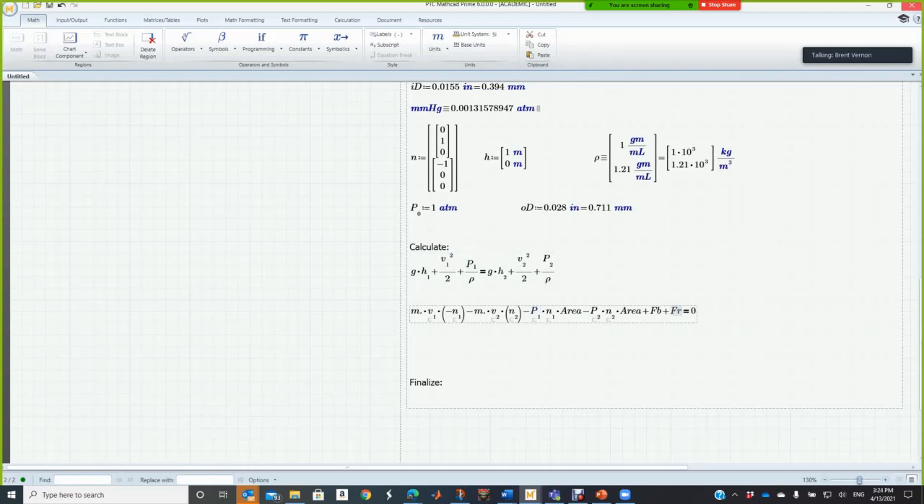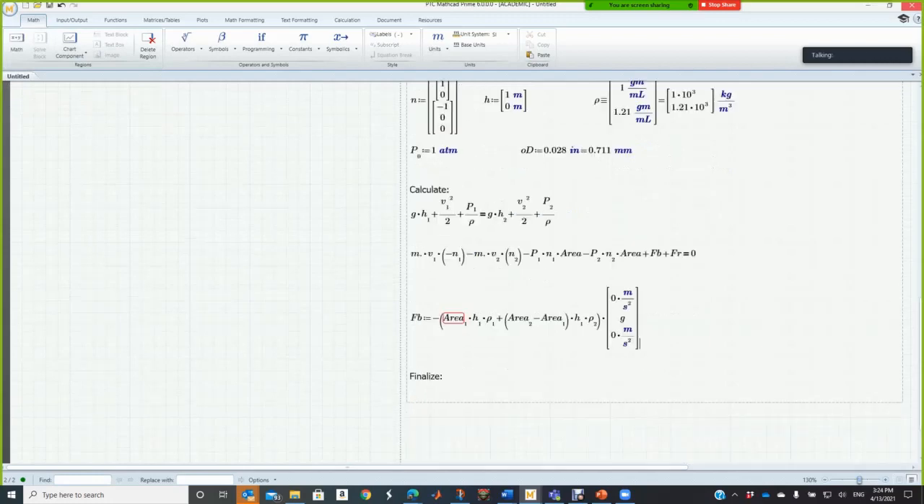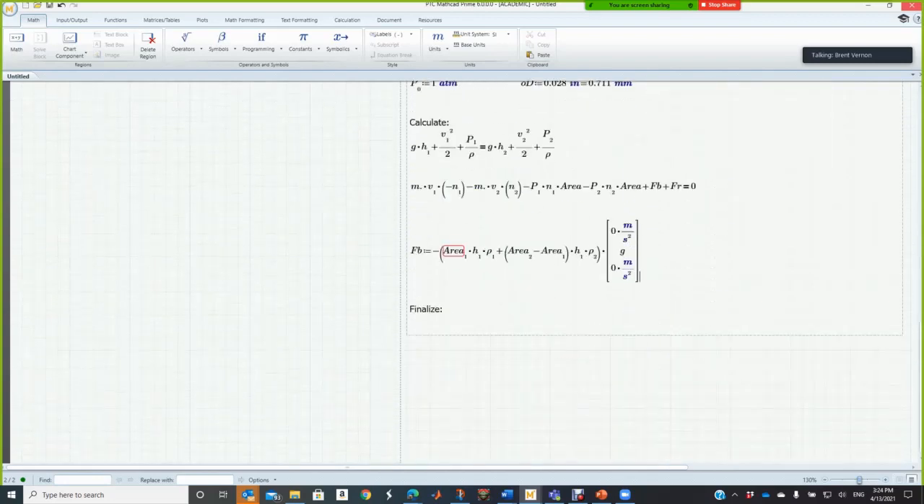How do you find FB? That's probably the other big thing that you need to be able to set up here. I'll show you the equation and we'll walk through and talk about what this equation means. I haven't calculated the area, so that's errored out, but you just calculate the area from these diameters. So if you think about it, it's basically the area times the height.